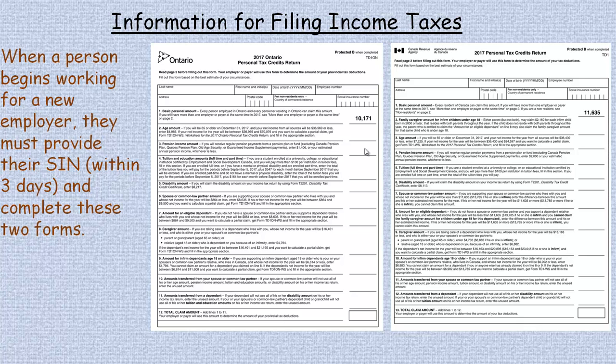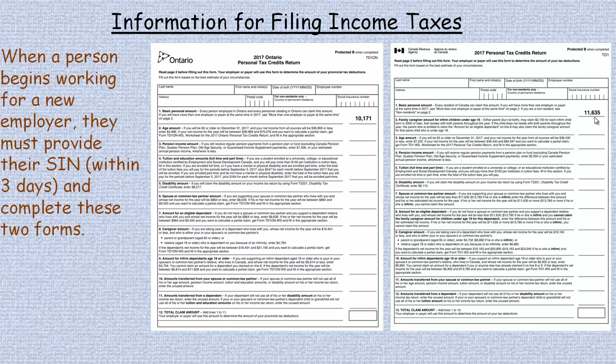And a lot of these numbers here, you only fill them out if they apply to you. So age amount, if you're not 65 or older, then there's no age amount. Pension amount is only if you have a pension. The tuition amount is only if you have tuition. Disability amount is only if you have a disability. So you only fill out the parts that apply to you, and if nothing does, then you would just carry that $10,171 down here.